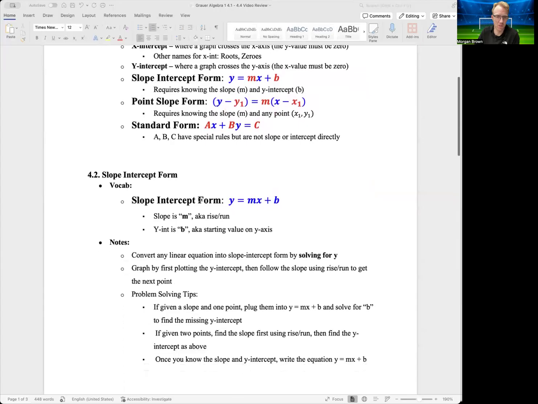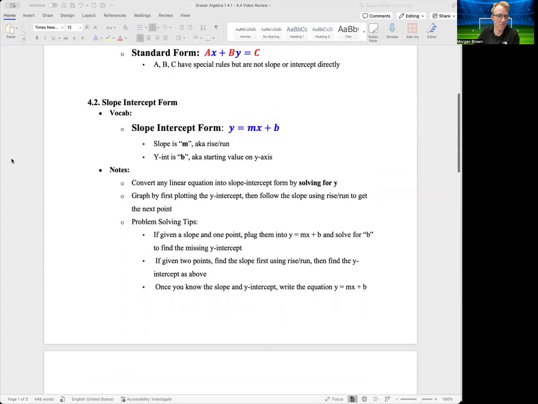So what about slope-intercept? A deep dive and reminders for slope-intercept. In slope-intercept form, your rise over run is your slope. So if you're given a graph, you can find the rise over run by just counting. And if you are given two coordinate points, you can find the slope using y2 minus y1 over x2 minus x1. So you can calculate the slope if you're given points.